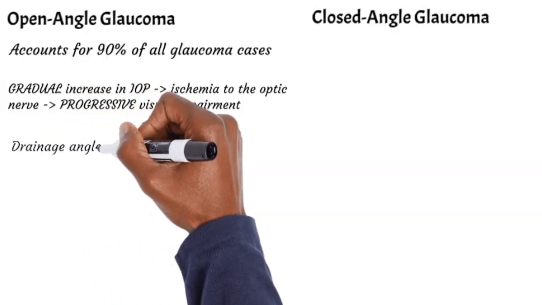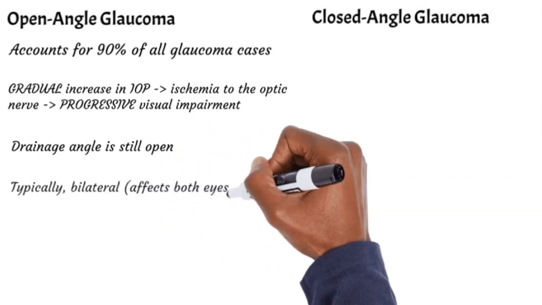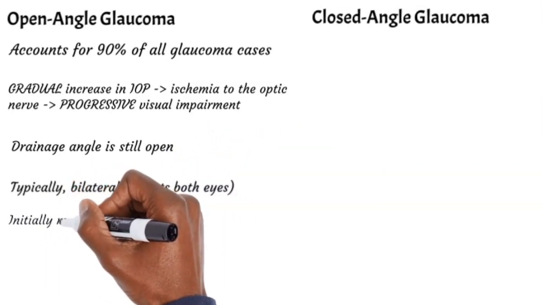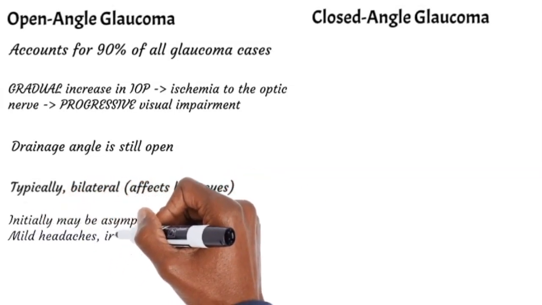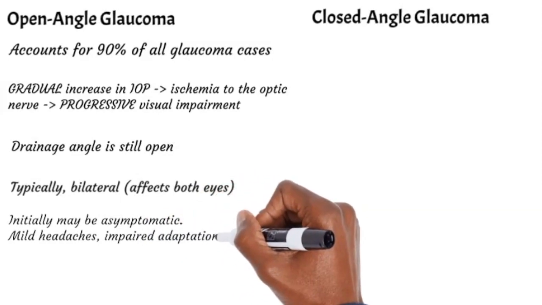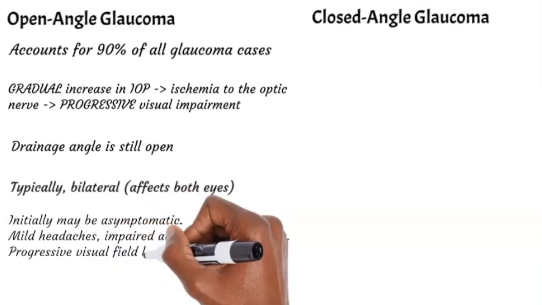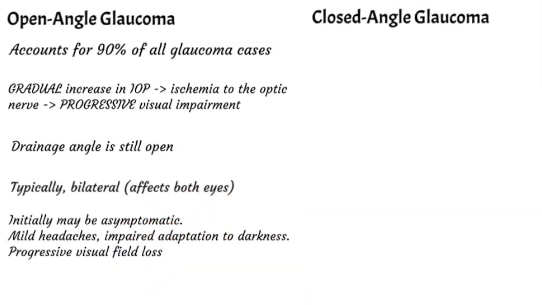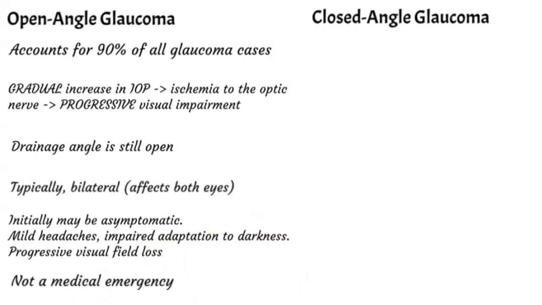With open-angle glaucoma, the drainage angle is still open and it typically affects both eyes. The symptoms are more gradual in terms of onset, and initially patients may be asymptomatic, but over time, nonspecific symptoms such as mild headaches and impaired adaptation to darkness might also occur, and a progressive visual loss, typically from peripheral to center, might also occur in individuals with open-angle glaucoma without any treatment. Open-angle glaucoma is also not a medical emergency, but intervention is required to slow down the progression of vision loss.